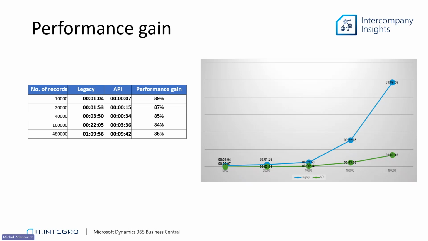The default value of this package size is 5,000 records per web service call, and it's kind of a trade-off between the time of getting the data and the number of web service calls. So we think it's optimal, and we recommend starting with 5,000, which is the default value.